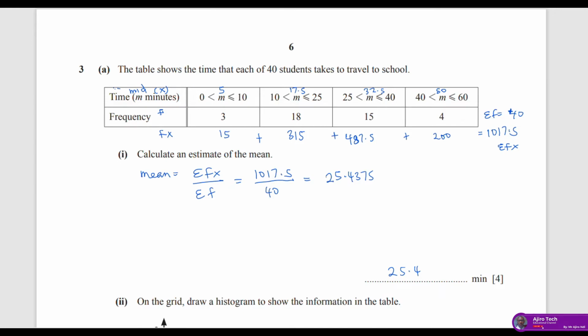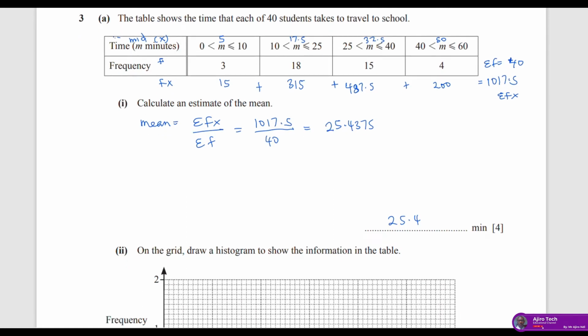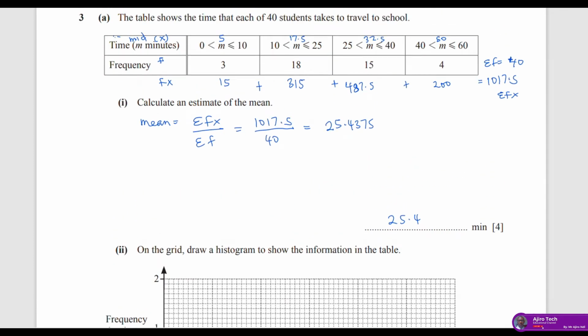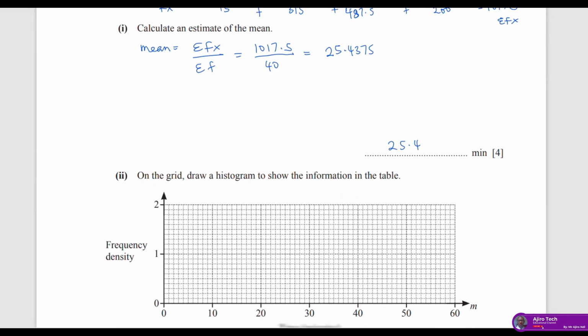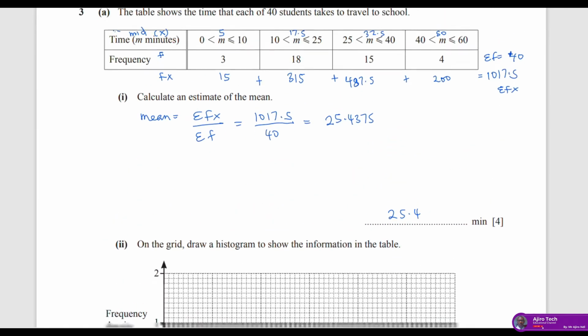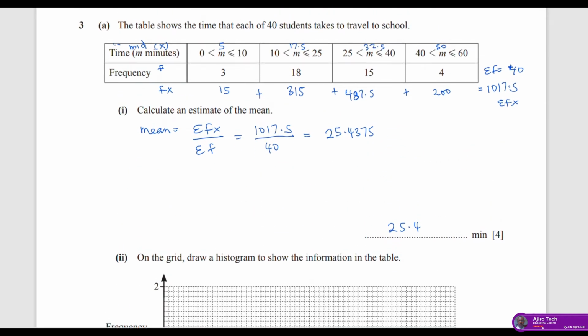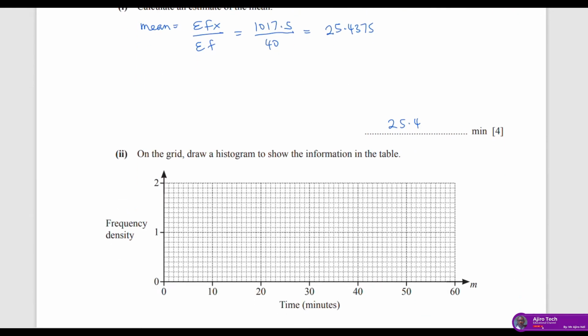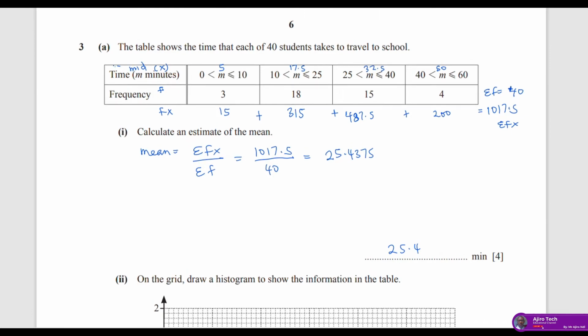Now, next part, on the grid, draw a histogram. Normally the height of the histogram should be the frequency. But if the class widths are different, then you have to use frequency density. So if I'm having this, that means I'm going to use frequency density. Then what is frequency density? It is the frequency divided by class width. So let me look for the class width and then divide.